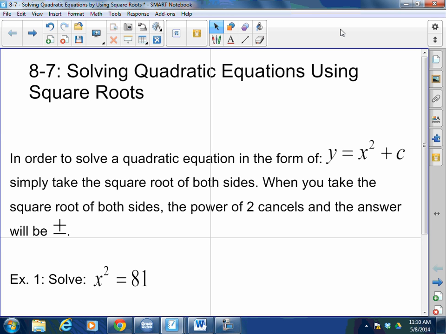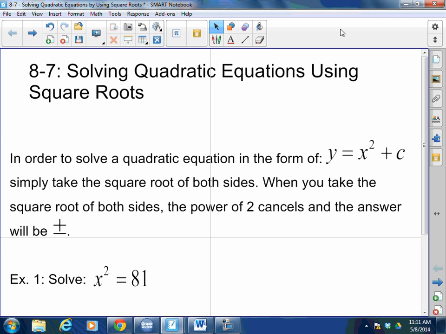So far, we have two tools for solving quadratic equations. We can graph it and estimate the x-intercepts, or we can factor the quadratic equation and find the zeros right there by factoring using the zero product property. And then if we wanted to, we could graph on top of that. Okay? And then today, we're going to learn how to solve by using square roots.